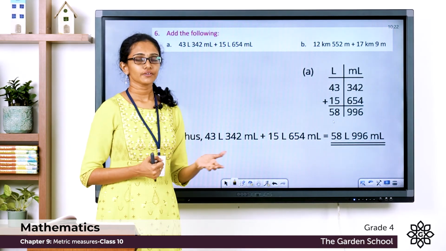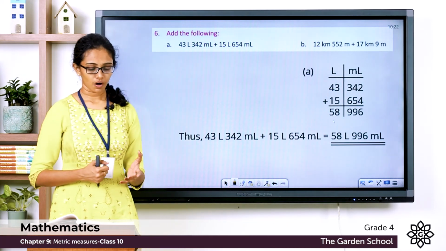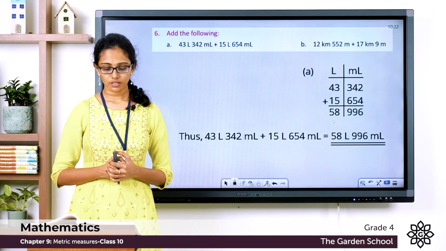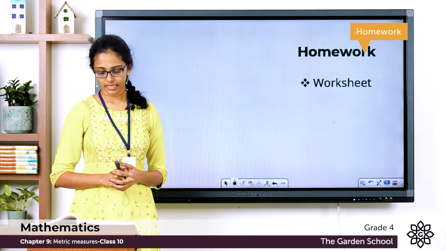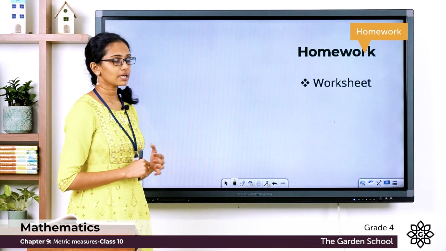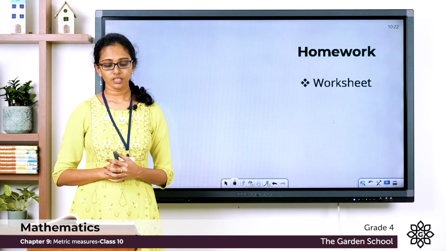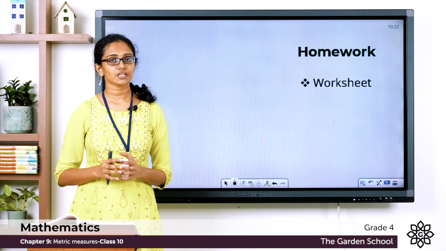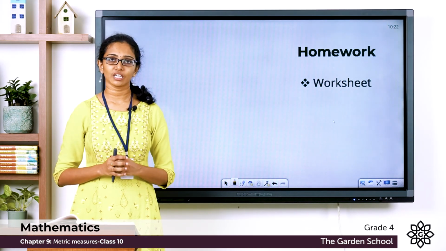So similarly, you can complete question B yourself. So make sure you are completing all these questions in your notebook, and then you have to move on to the next page, page number 139. So there you can see a worksheet. You have to do the worksheet as a homework for the day. And children, so we have done all the exercises from this chapter 9, metric measures. I hope all the concepts are clear to you.